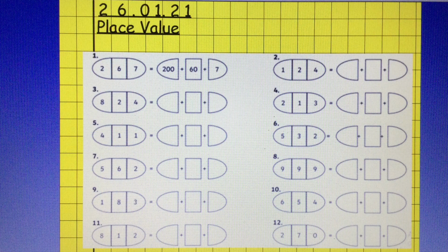And here is your place value activity for today. If you look at question 1, it shows that 267 equals 200 plus 60 plus 7. So what you need to do for the following numbers is partition them into their hundreds, tens, and ones. Pause the video now to work your way through them. Good luck.